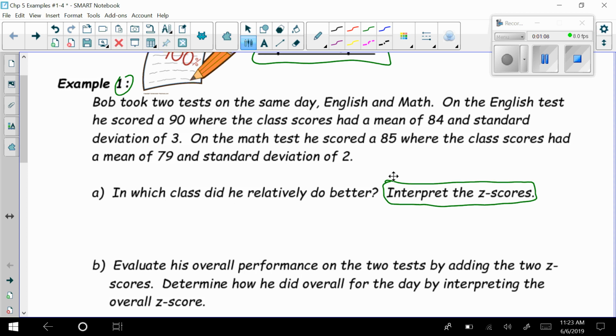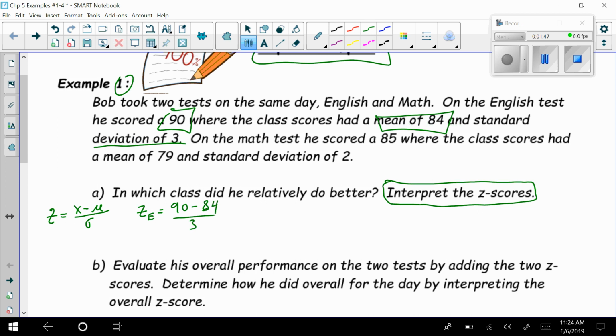So what we do is we make a z-score for each one. I'll start by making the English one. So he has this 90 with the mean of 84 and the standard deviation of 3. Well, as always with a z-score, you should write out the formula somewhere generically. That's x minus mu over sigma, right? In this case here, when we're doing his z-score for the English test, that is 90 minus 84 divided by 3.